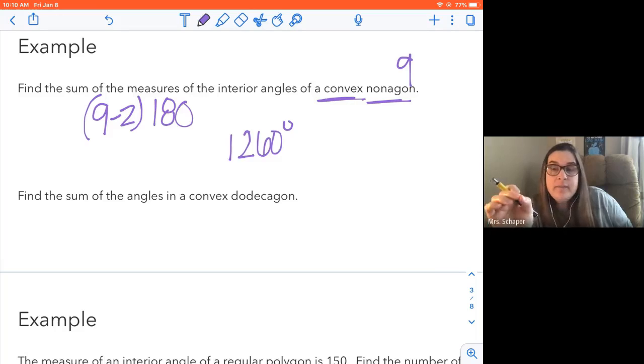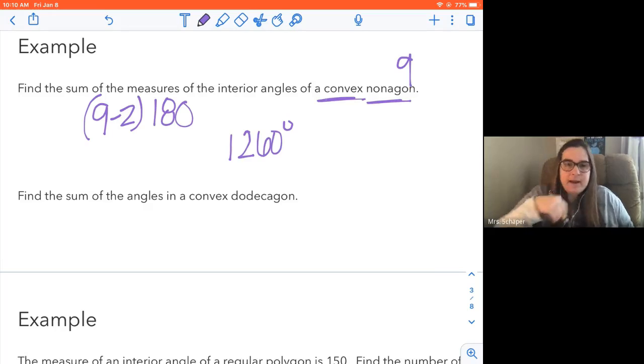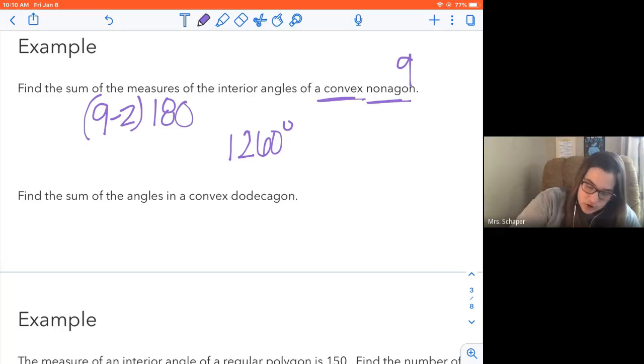Now, if I wanted to figure out how much each angle would be if it was a regular nonagon, that means that all of the angles are the same, then I would divide that number by the number of sides, which is 9, okay? So if I want to find out what each angle would be if it was regular, I would divide it by 9.